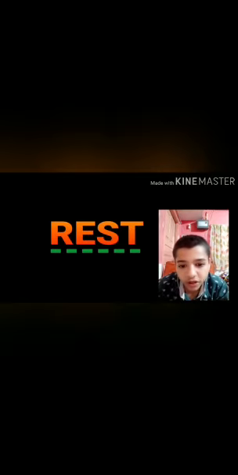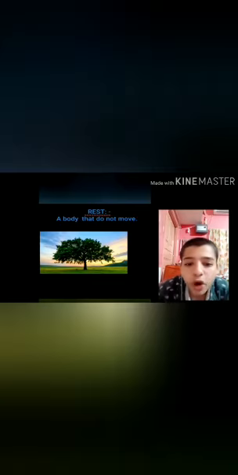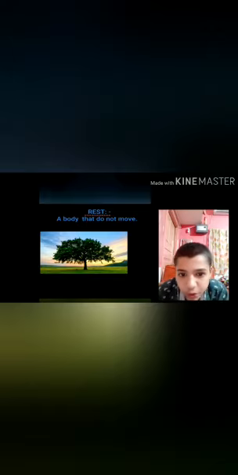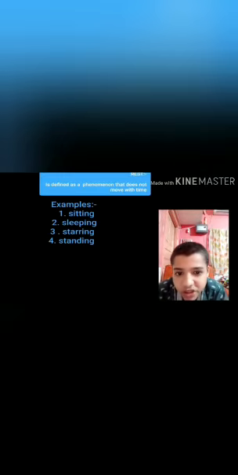Now we'll study about rest. A body that does not move is at rest. A body that does not move stands in one place. Suppose you take this tree: it does not move, it stands in one place. That's why this tree is at rest, because it does not move.